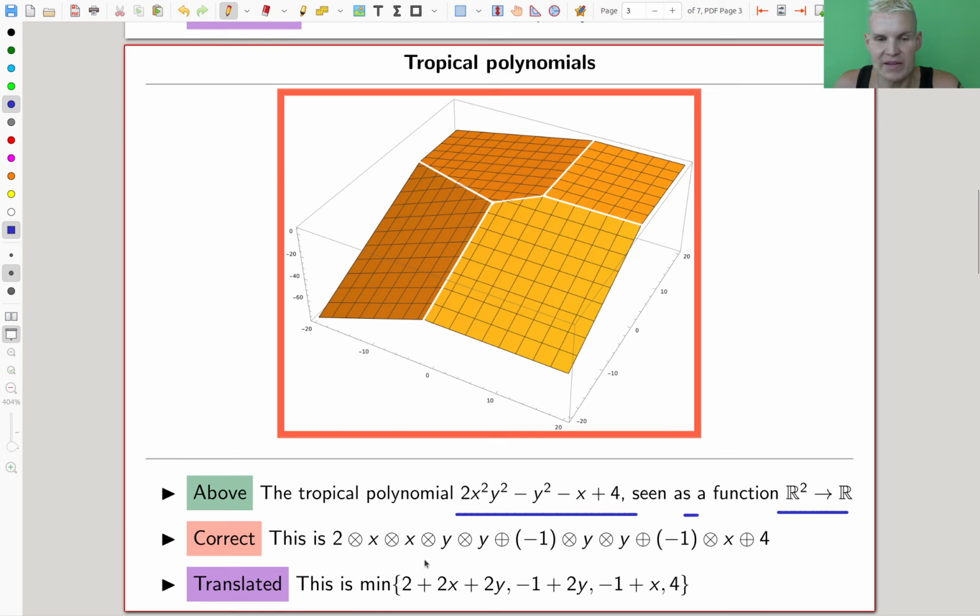And this really just means, so how does this work? Well, whenever you see a tropical plus, you just put a comma. Tropical plus means a comma. And whenever you see a tropical times, you just make a plus. Let's just do this in a slightly different color, maybe green. So whenever you see a tropical times, you just write a plus, right?